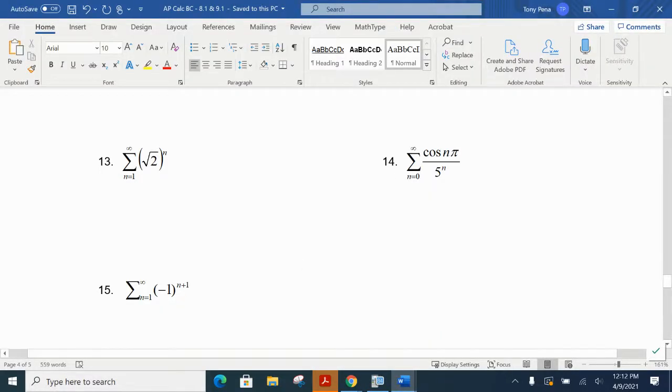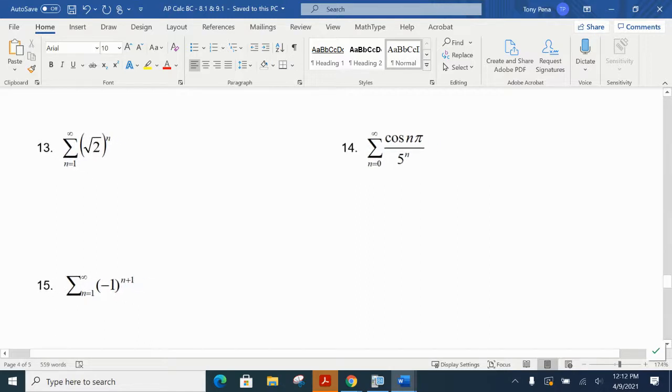All right. So what we were talking about yesterday is the idea of a series versus a sequence.